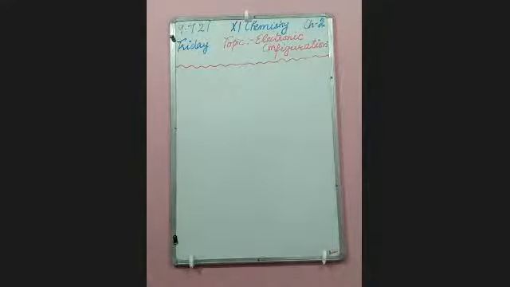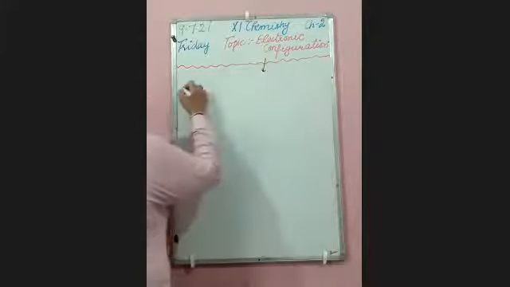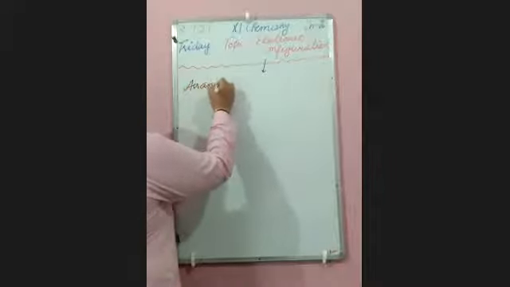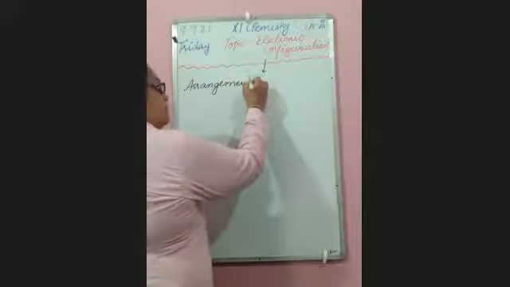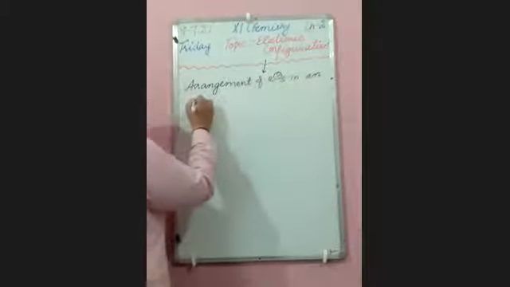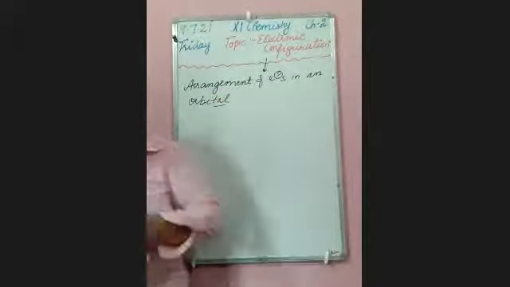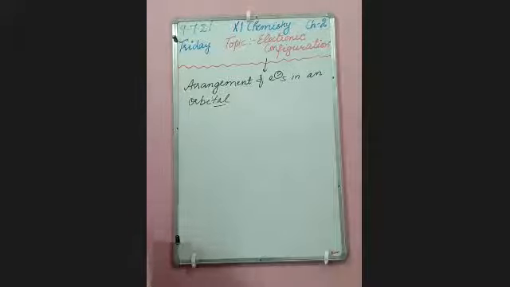Okay, my dear students, today we will discuss electronic configuration. Electronic configuration means the arrangement of electrons. It is the arrangement of electrons in a particular orbital or shell.